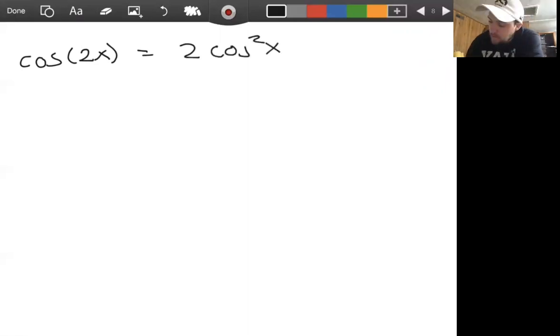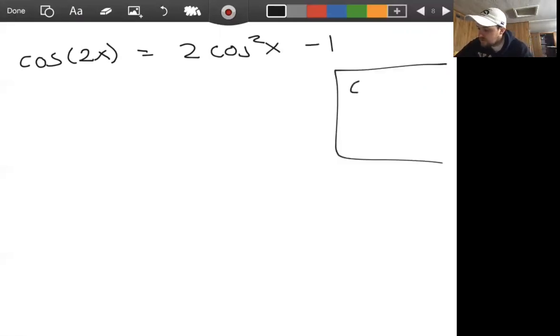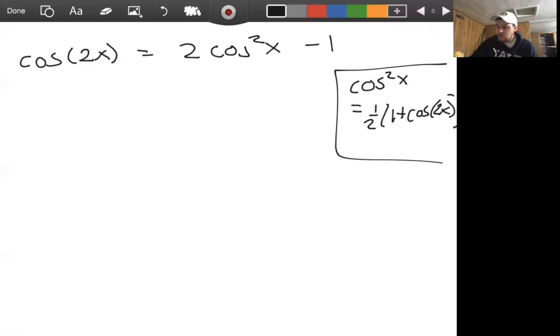Let's remember that cosine of 2x is equal to 2 cosine squared x minus 1, right? Maybe you've seen it written as follows: cosine squared x equals 1/2 times 1 plus cosine 2x. Maybe this is a more common way that you've seen this trig identity listed. Multiplying the 2 over and then subtracting the 1 over gets you from here to here. So we're fine to express it in this way.